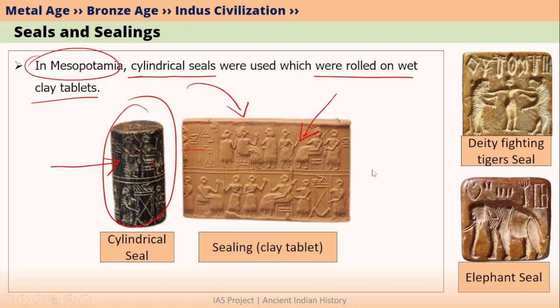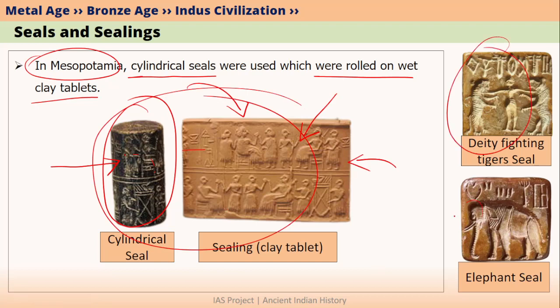We have found many cylindrical seals as well as sealings from Mesopotamian sites. So this is how mainly the Harappan seals and Mesopotamian seals were different. Harappans used flat seals like this, whereas Mesopotamians used cylindrical seals.